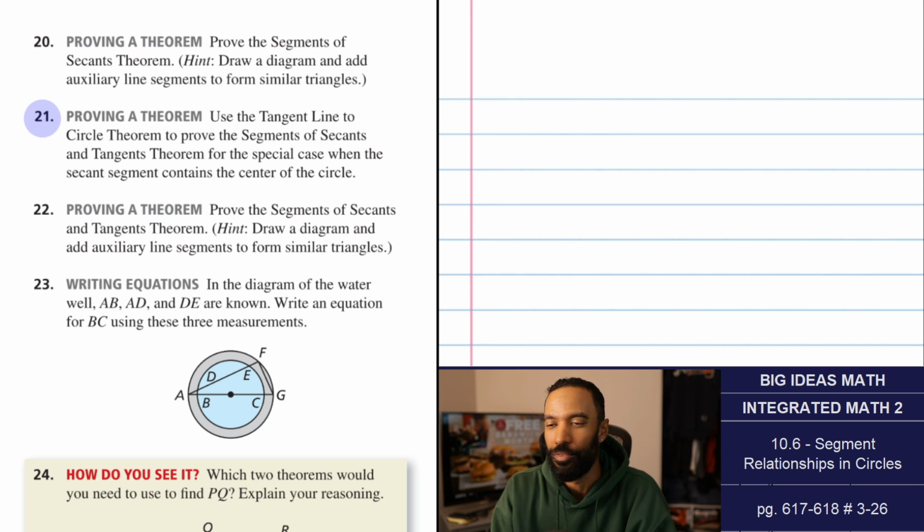Number 21, proving a theorem. Use the tangent line to circle theorem to prove the segments of secants and tangents theorem for the special case when the secant segment contains the center of the circle.